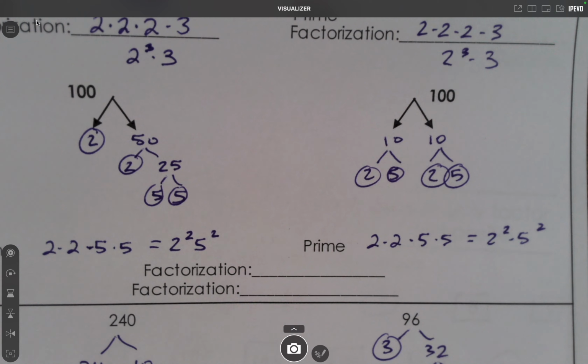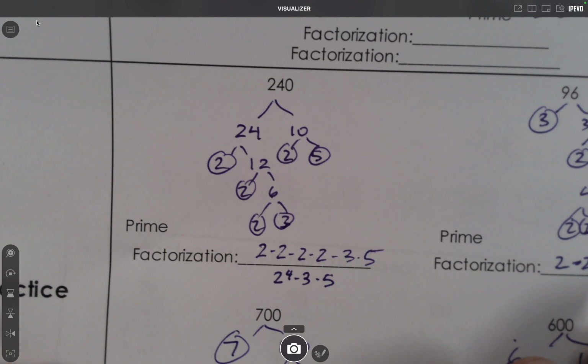Sorry, I'm not showing the right thing. Hold on. Where are we? There we go. Sorry, 240.